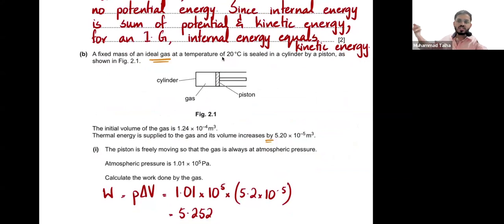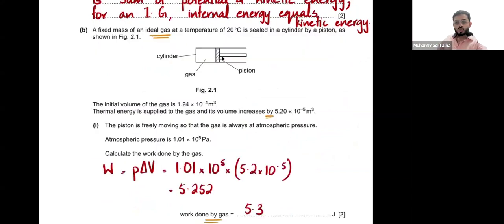So thermal energy is given, right? The gas takes in the thermal energy and the volume increases by this much. Again, this is not increases to, this is increases by. It's a simple play on the English by the examiner. So this is the change. The piston is freely moving, so the gas is always at atmospheric pressure. Atmospheric pressure is given, calculate the work done by the gas.